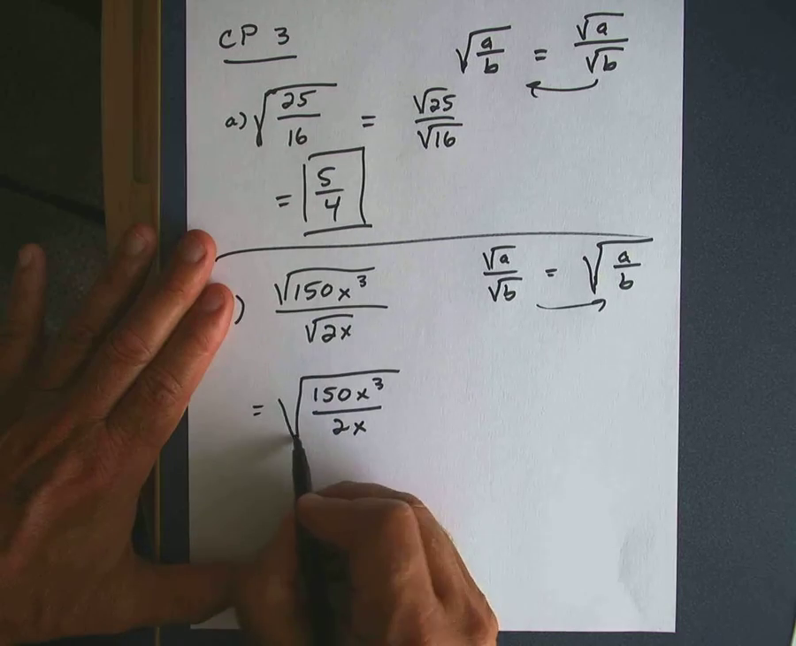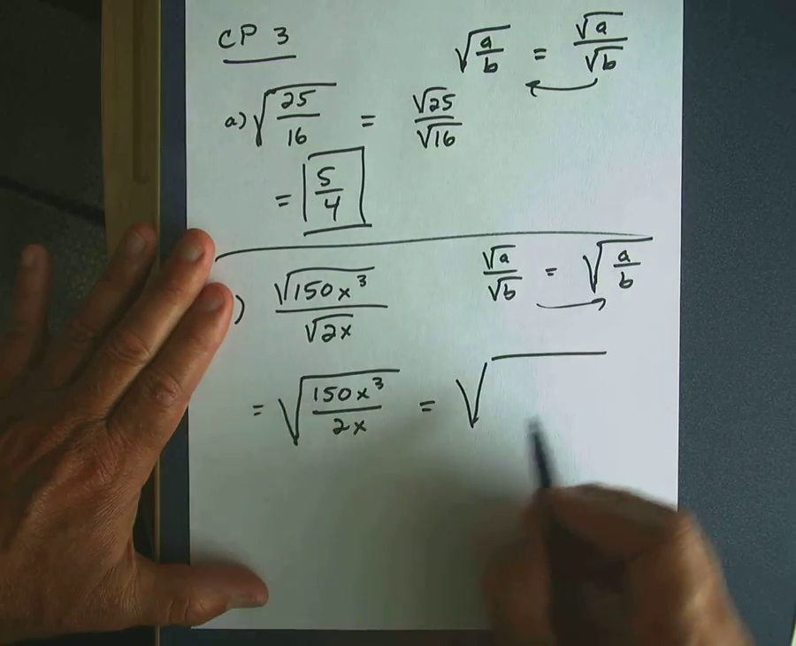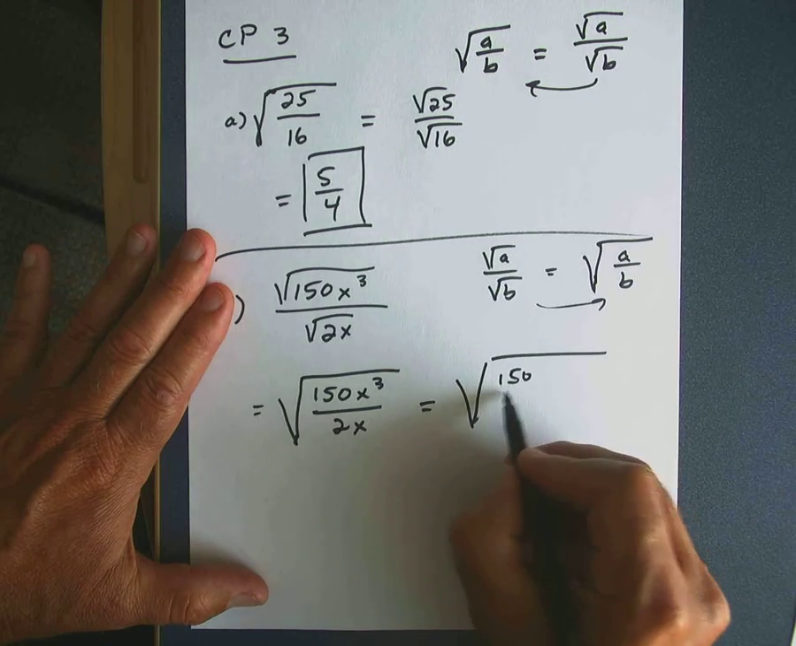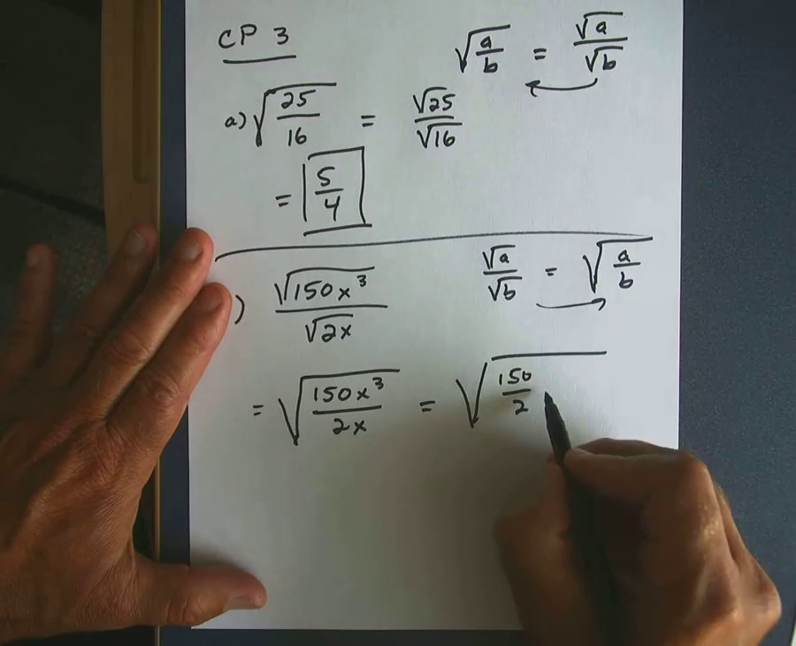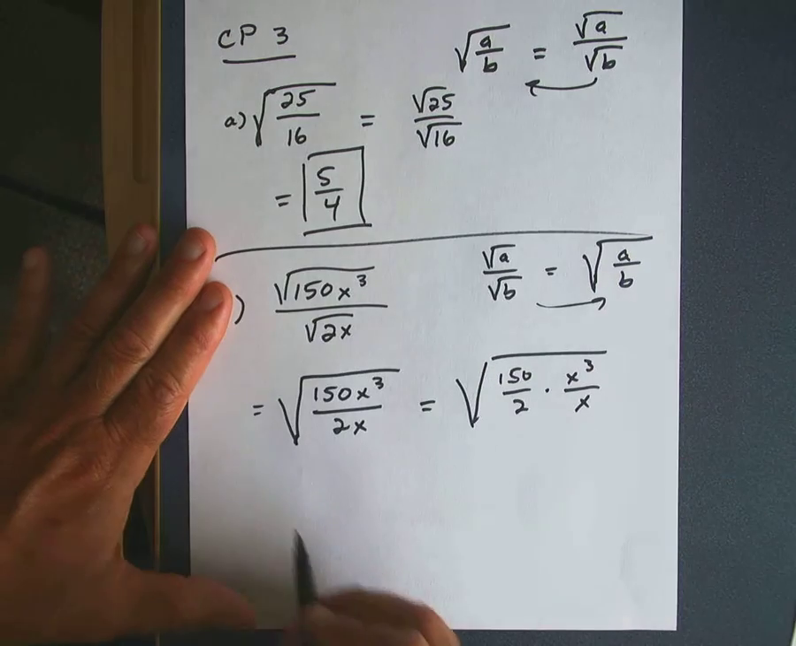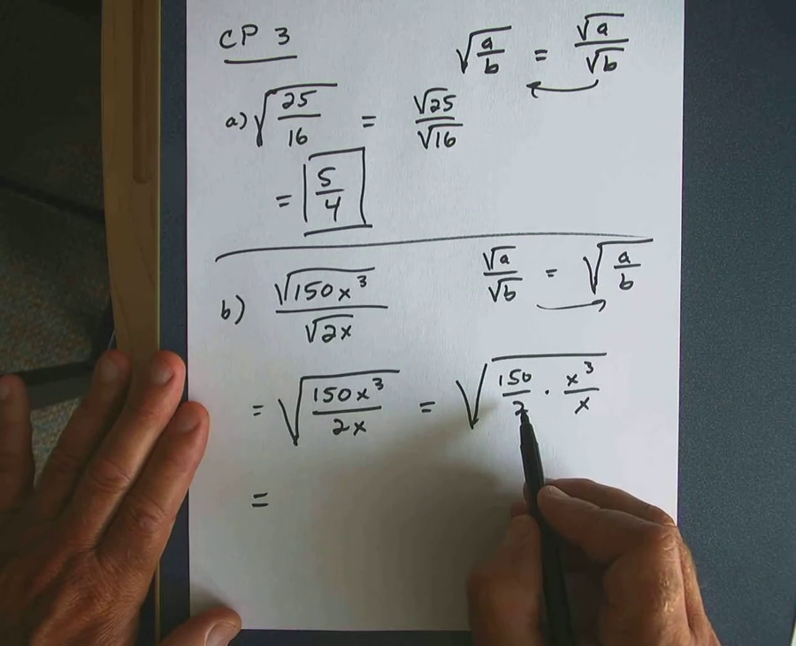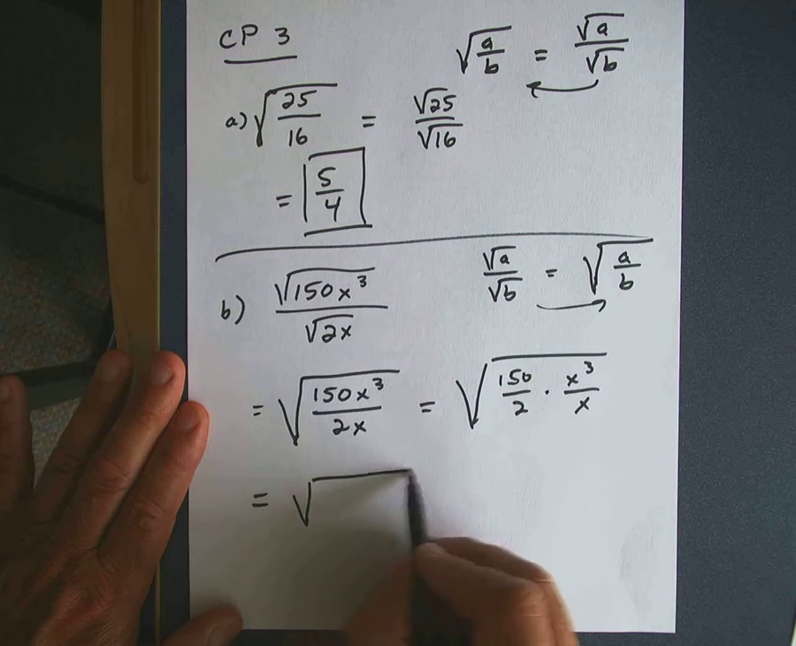Now, the radical sign is still on the outside, but we can work inside. Let's put the 150 and 2 together as one fraction, and let's put the x cubed together with x over there. And now we can simplify those. 150 divided by 2 is 75.